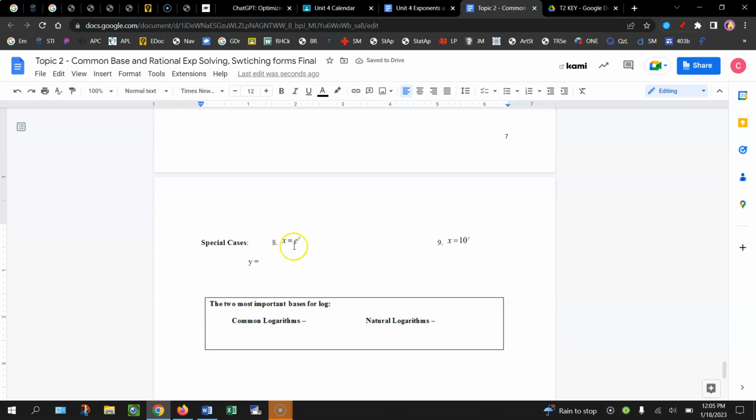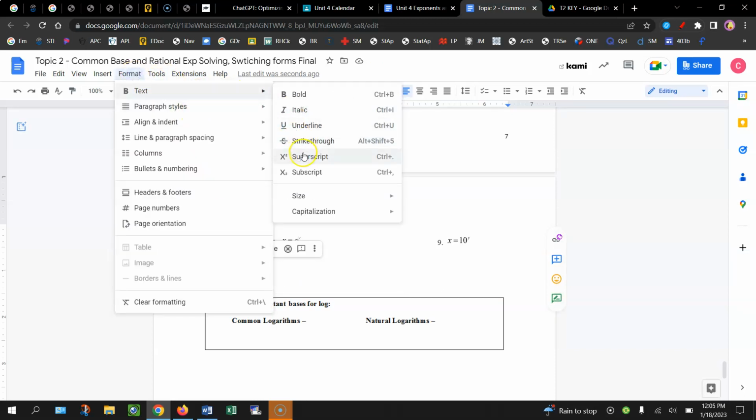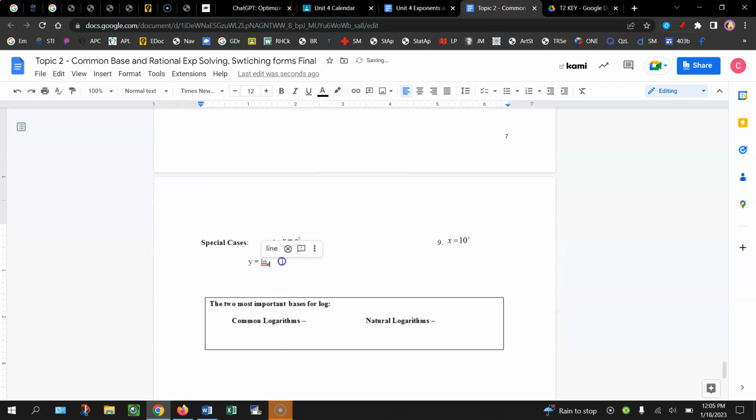So when we have a base of e, we use natural log, which is abbreviated ln. So it's like backwards, natural log ln. All right, our base here is going to be e. So we're going to do a base of e. Base e. That gives you a value of x.